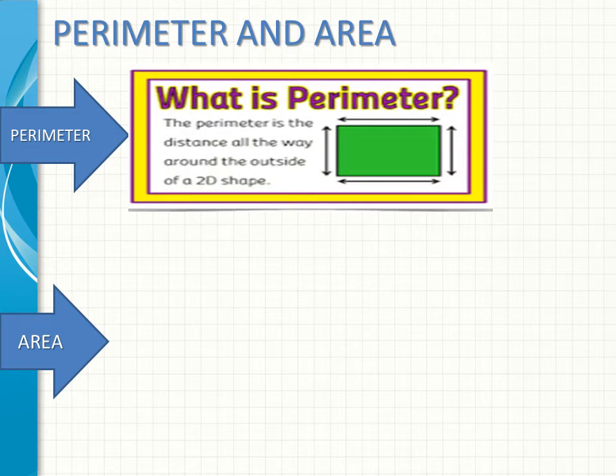What is a perimeter? Remember when we said in the last class that perimeter measures all the sides outside a 2D shape, all of the sides, both the length and the width. Perimeter is measured in centimeter and meter. Those are the units we use in measuring.